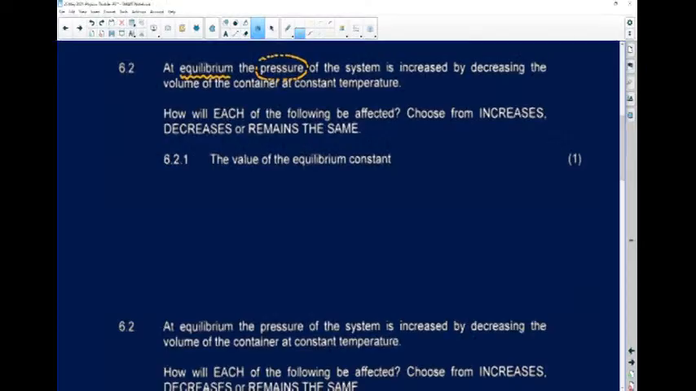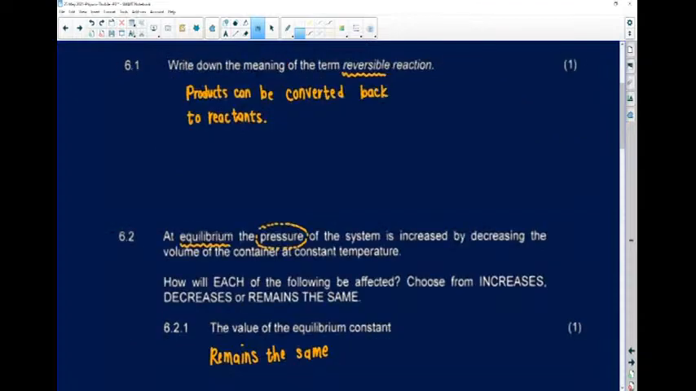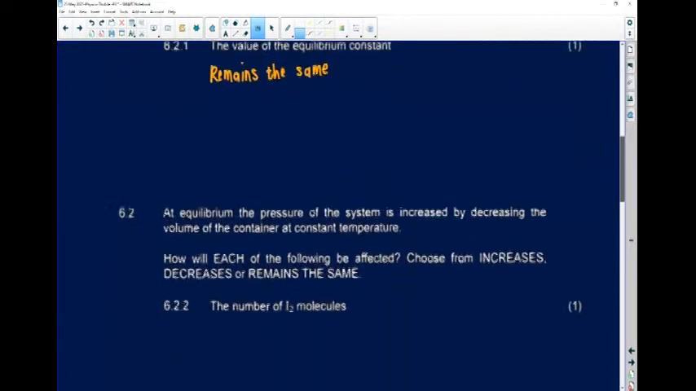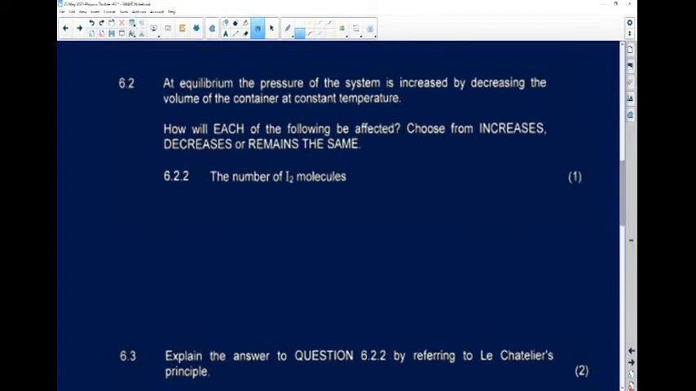The first one says the value of the equilibrium constant. So what happens when we increase pressure by decreasing volume, and what happens to the equilibrium constant? It remains the same. Let me go down. Let's look at the other one.